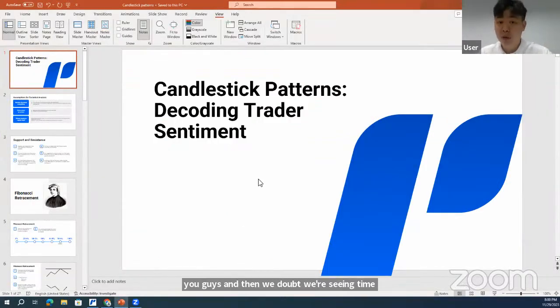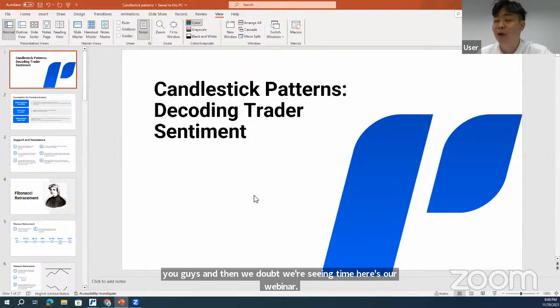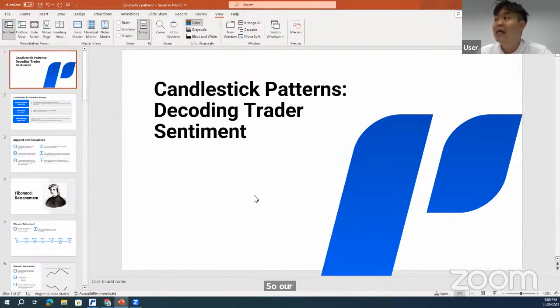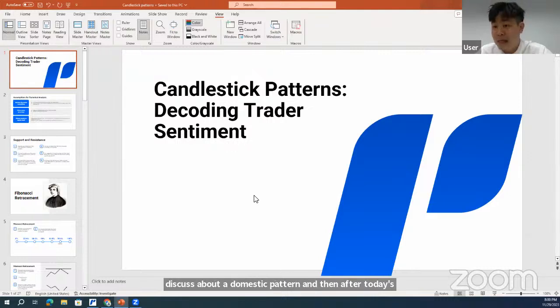So our webinar topic today is that we are going to discuss the candlestick pattern. After today's webinar, you will be able to learn what technical analysis is, how we can draw the support and resistance line, and then how we can match everything with the candlestick pattern.